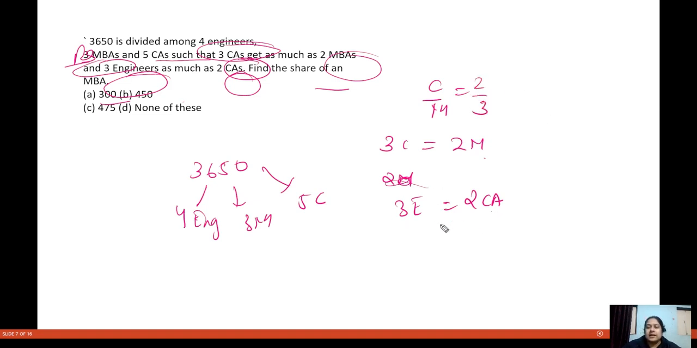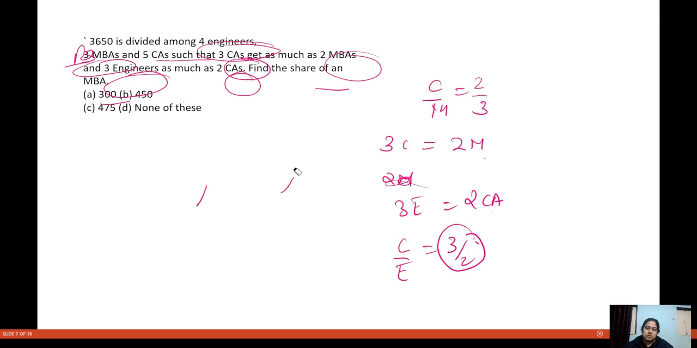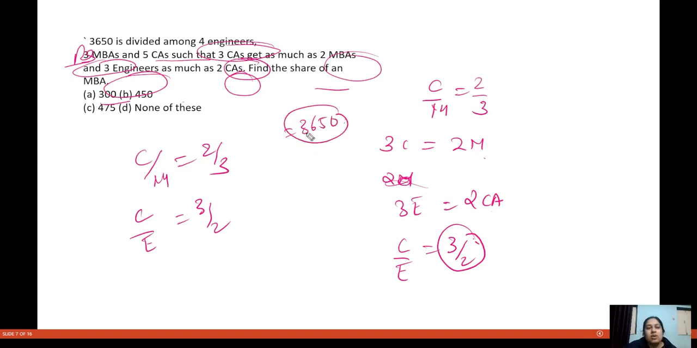So you have to do this: C by M is equal to 2 by 3 and C by E is equal to 3 by 2. Let us see how we can add this and make up 3650. It is saying it is divided among 4 engineers, so 4E plus 3M plus 5C is equal to 3650.